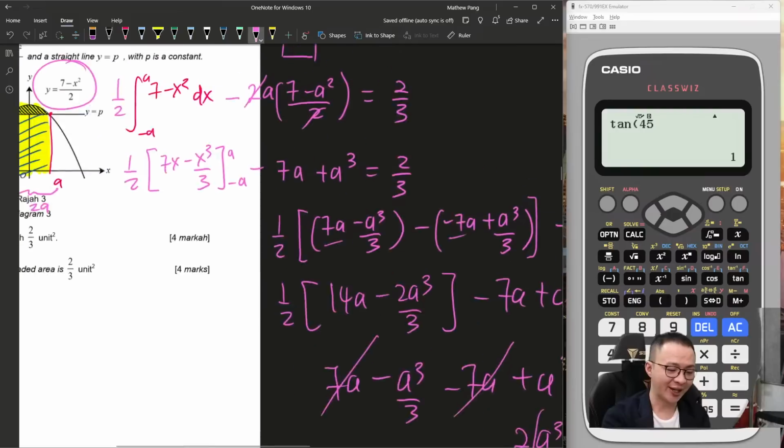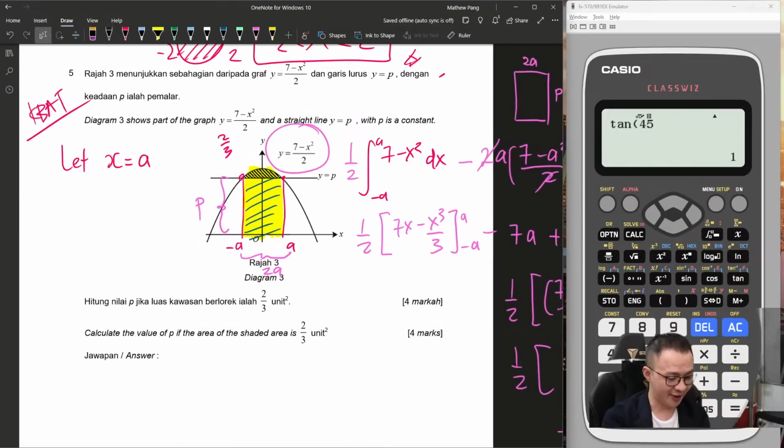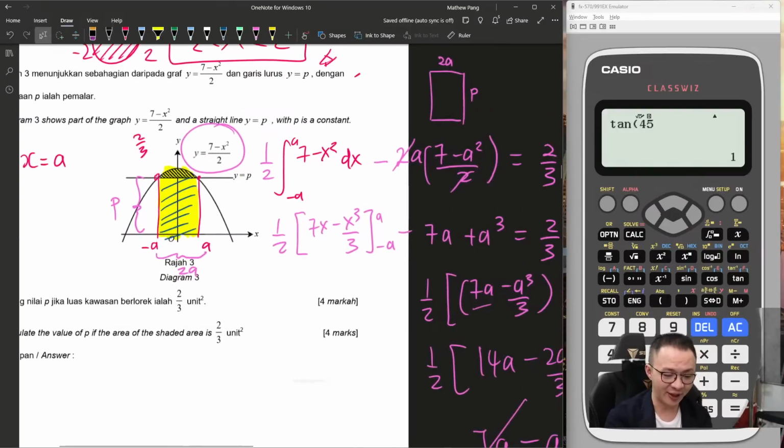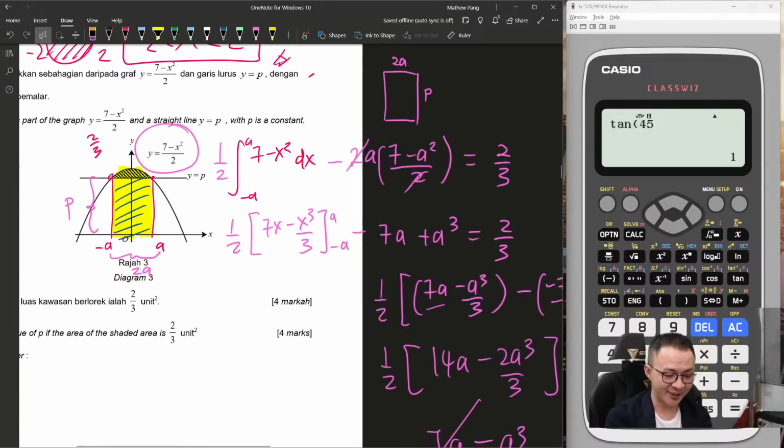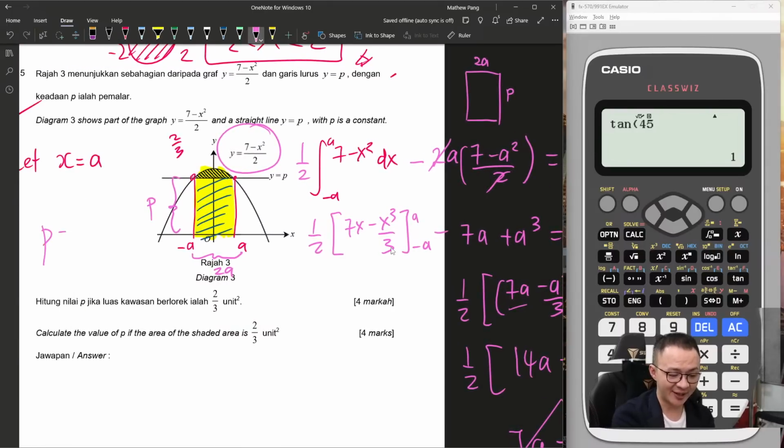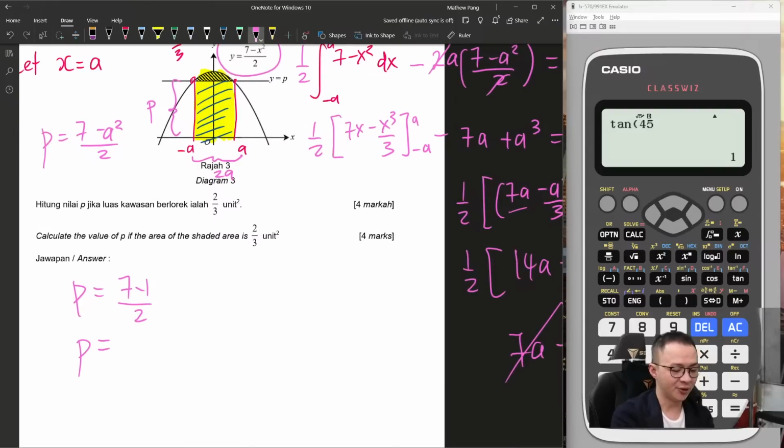Then we can sub into here already because they asked us to find a p value, right? What's the p value just now? P is basically, just now we did, right? P is actually 7 minus a squared over 2, right? So p is 7 minus 1 over 2. Then p equals 3. Okay? Yeah, this one is longer.